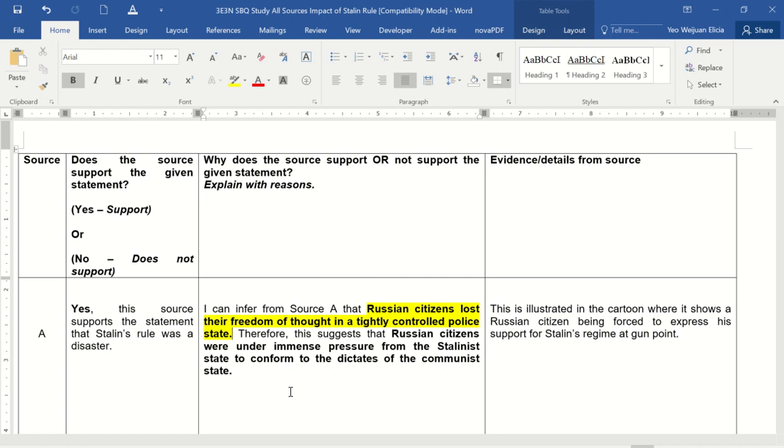Okay, now don't forget, it is source based, so you always have to provide evidence from the source. So where is the evidence that tells you that Stalin's rule is a disaster? This is illustrated in the cartoon where it shows a Russian citizen being forced to express his support for Stalin's regime at gunpoint. Now, the beauty of a study all sources type of question is it is almost like an inference type question. Just that, of course, instead of analyzing just one source, you analyze minimally 3 sources.